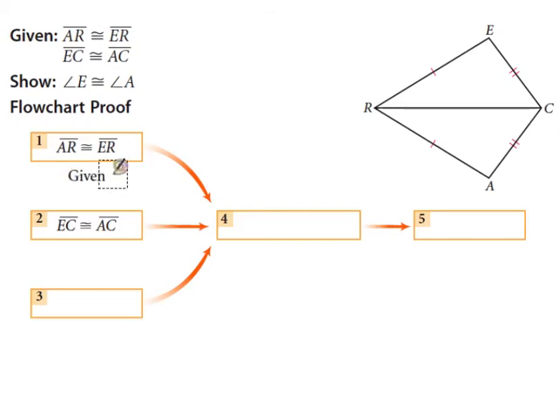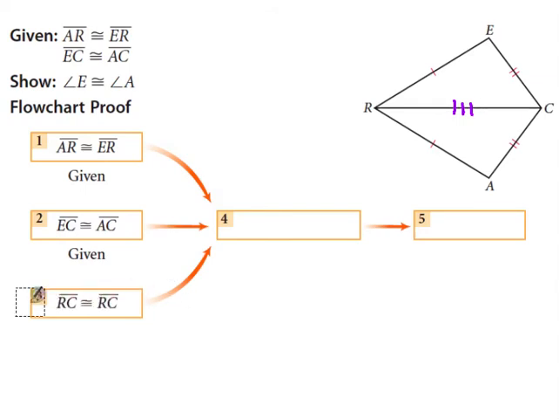Why is EC congruent to AC? Given. So notice here I have 3 rectangles. So what does that mean I'm probably going to try to do? Prove a triangle congruent. So now I have to figure out, is there something else here that I know that I could put in box 3 that will help me prove these 2 triangles congruent? RC is the same as itself. Nice job. So RC is congruent to RC.